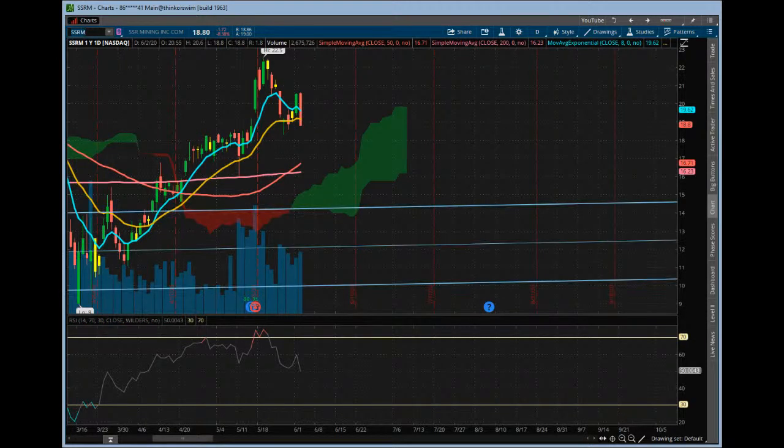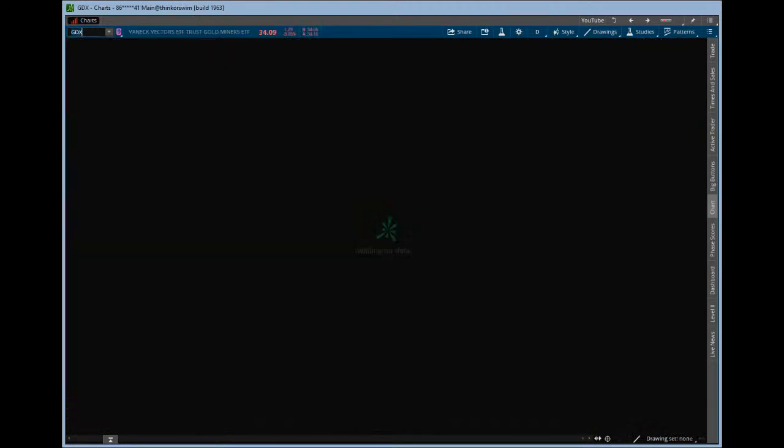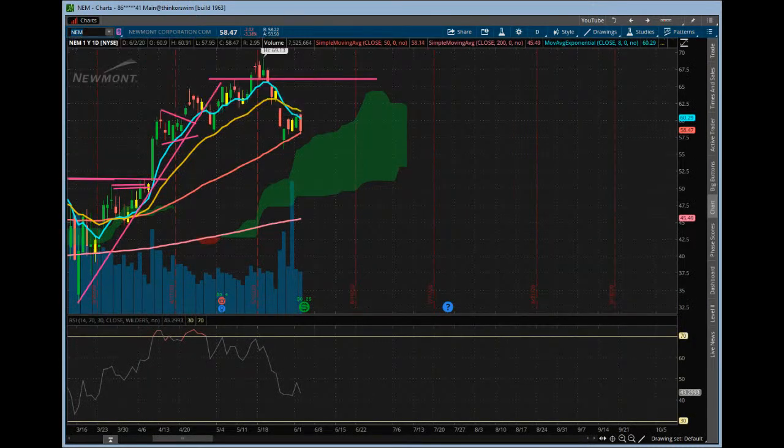Nasty day today. The miners got crushed today, like GDX, NEM. These things just got pulverized today. But they're holding some key levels, so let's see if that can go.